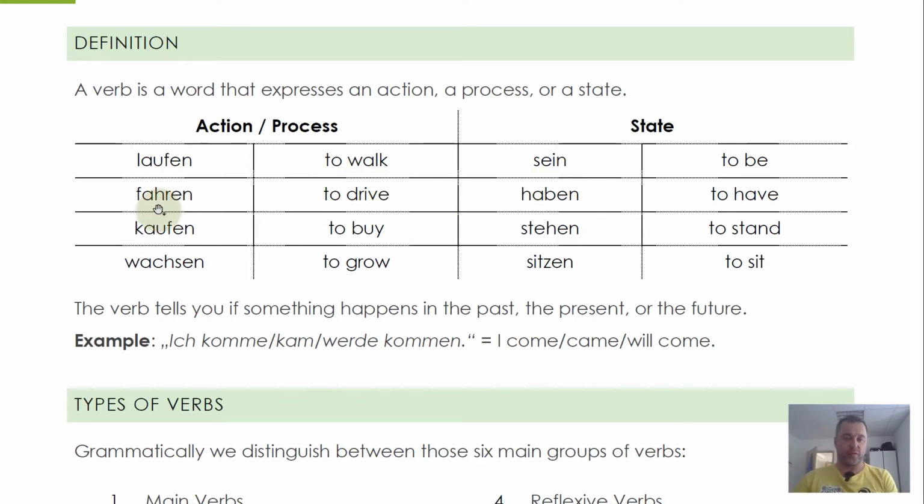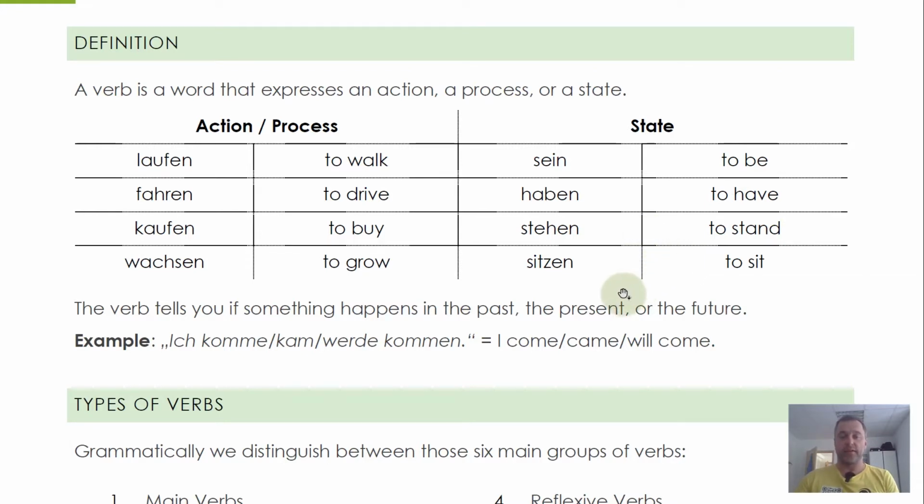Laufen, for example, is to walk, fahren, to drive, kaufen, to buy, and wachsen, to grow. They describe an action or a process of doing something. And then we have the second group that describes a state, like sein, to be, haben, to have, stehen, to stand, sitzen, to sit. Those are the two main groups in terms of what they actually mean. So it's always something that's happening or a state.